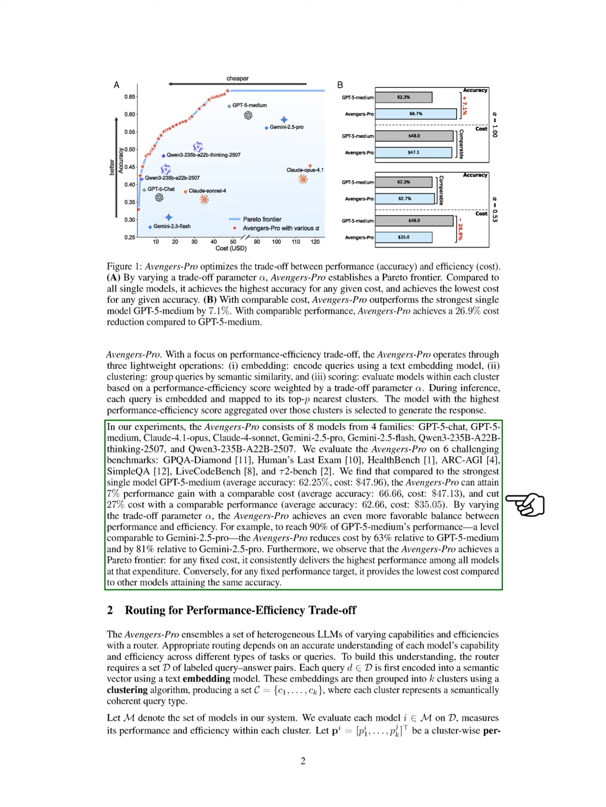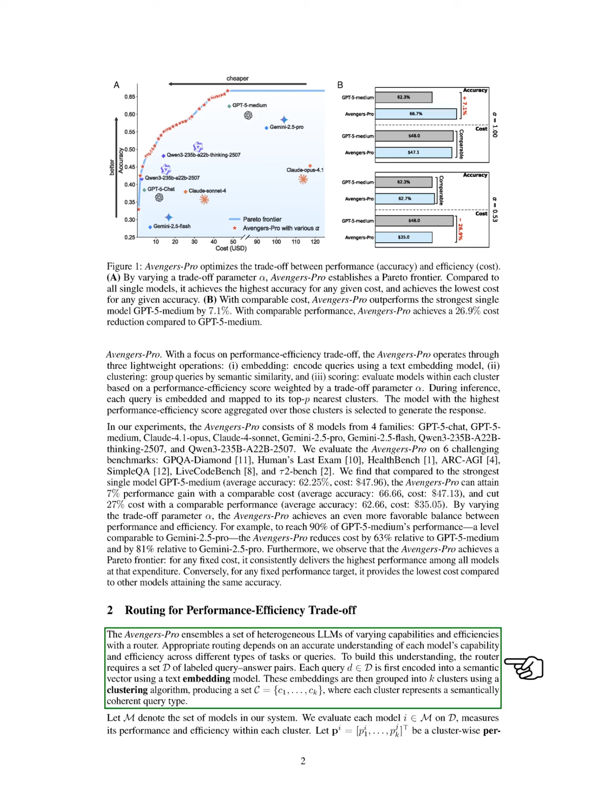By adjusting the trade-off parameter, we can further enhance the balance between performance and efficiency. For instance, to match 90% of GPT-5 Medium's performance, Avengers-Pro can lower costs significantly compared to both GPT-5 Medium and Gemini 2.5 Pro. We also observe that Avengers-Pro consistently provides the best performance for any given cost and the lowest cost for any fixed performance target.